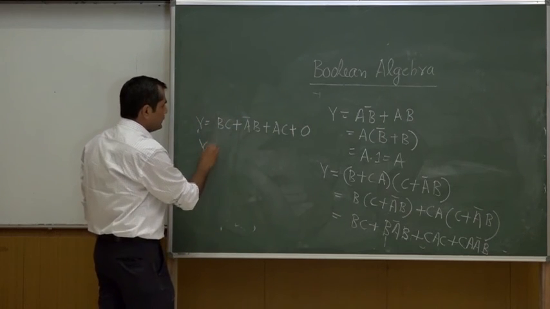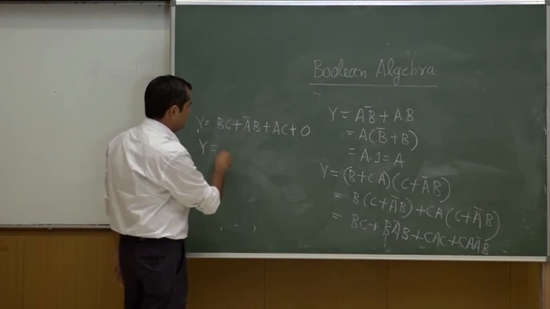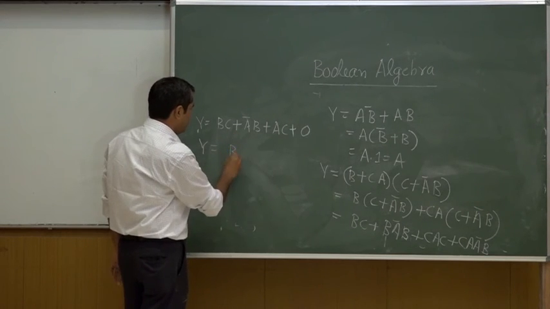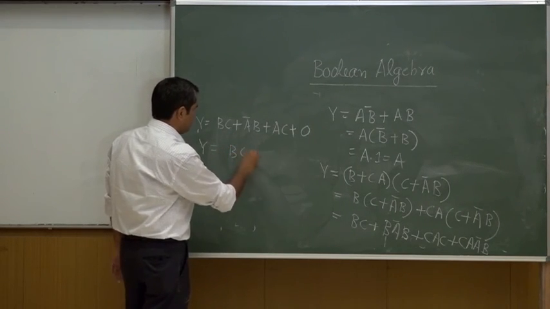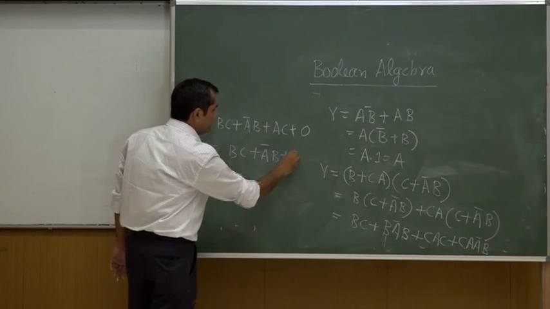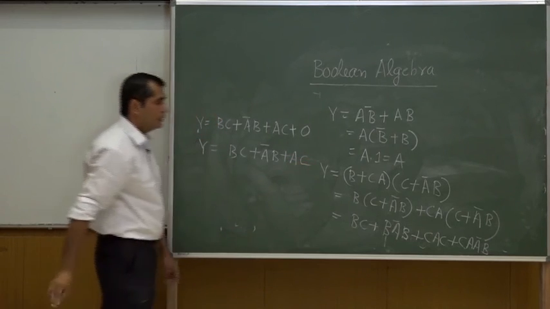So Y becomes BC plus A bar B plus AC, okay.